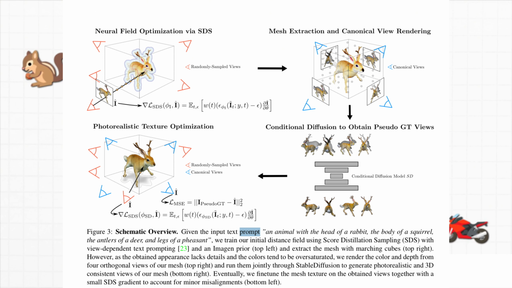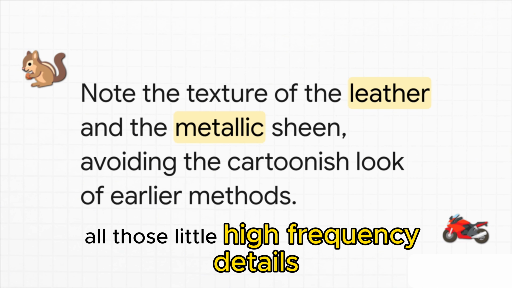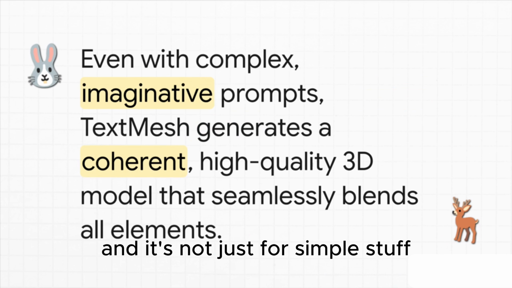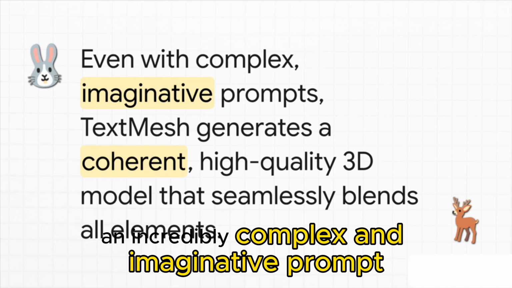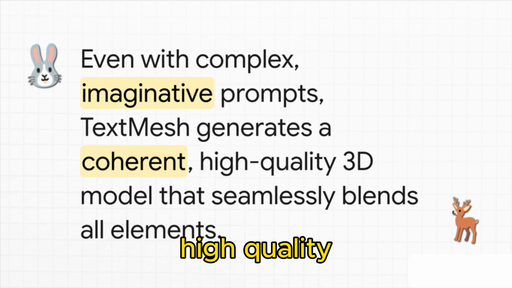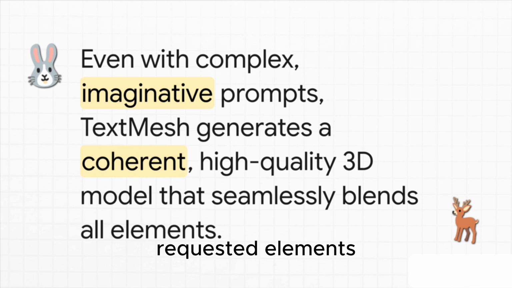And here's another awesome example. Notice the complete lack of that oversaturated, cartoonish look. You can see the texture of the leather, the metallic sheen on the motorcycle, all those little high-frequency details that were just missing from the earlier methods. And it's not just for simple stuff. Even when you throw it an incredibly complex and imaginative prompt like this one, the system still generates a coherent, high-quality 3D model that seamlessly blends all of those wild requested elements.